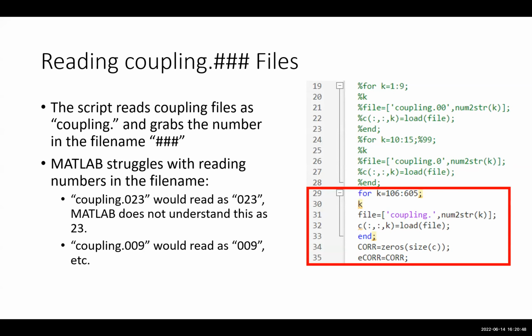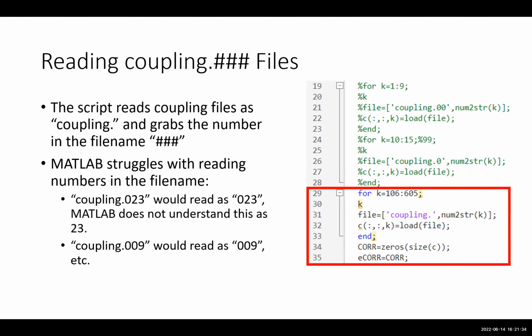Now, this is the main part. So how the script works is it reads the coupling files: it reads this first part, coupling dot, and it grabs the number at the end. In the case of this down here, that's what that is doing essentially. And so it reads that as a number. MATLAB really isn't good at reading a number with the 0 in front. So if it was coupling.023, this piece of code right here would read that as 023, and it's going to say, oh, not 23. So it's not going to understand it.